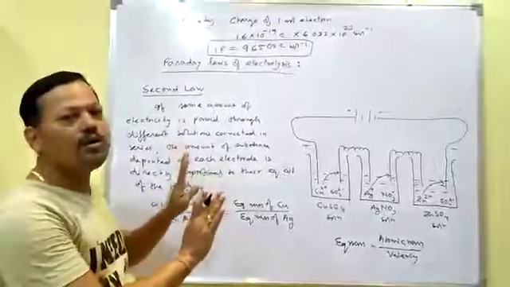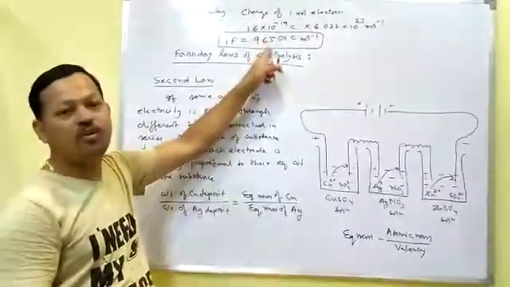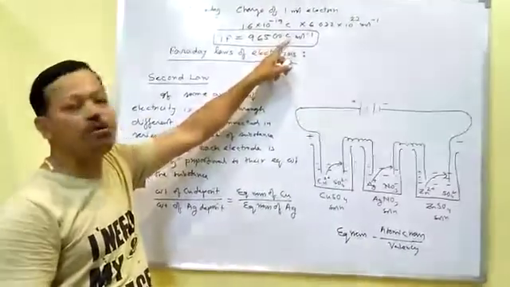So this is about Faraday's laws of electrolysis, and this is the value of Faraday, 96500 coulomb per mole.